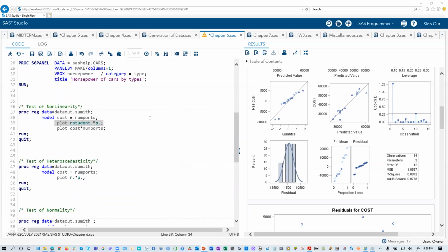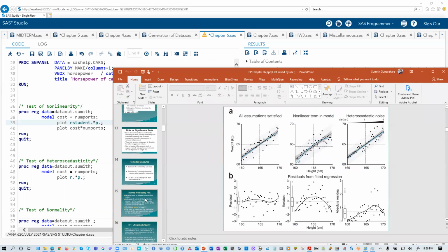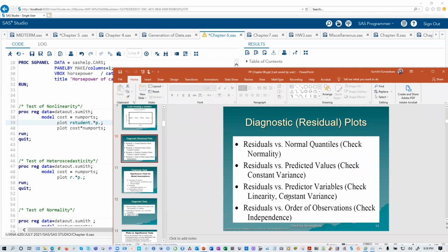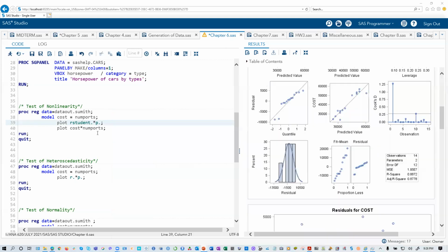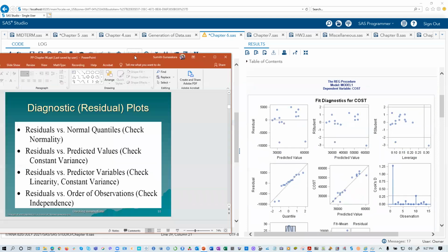In order to check that, you need it for non-linearity. Here, mainly I'm focusing on non-linearity. How are you going to check graphically? That's what we are trying to do. Non-linear: residual versus the predicted value. You can use that one. Residual versus predicted value, we'll check the non-linearity.